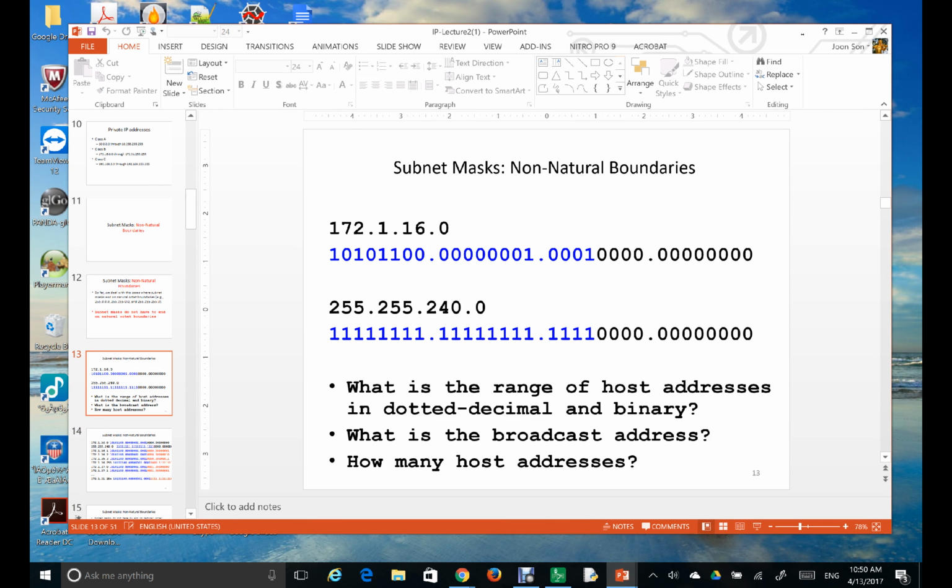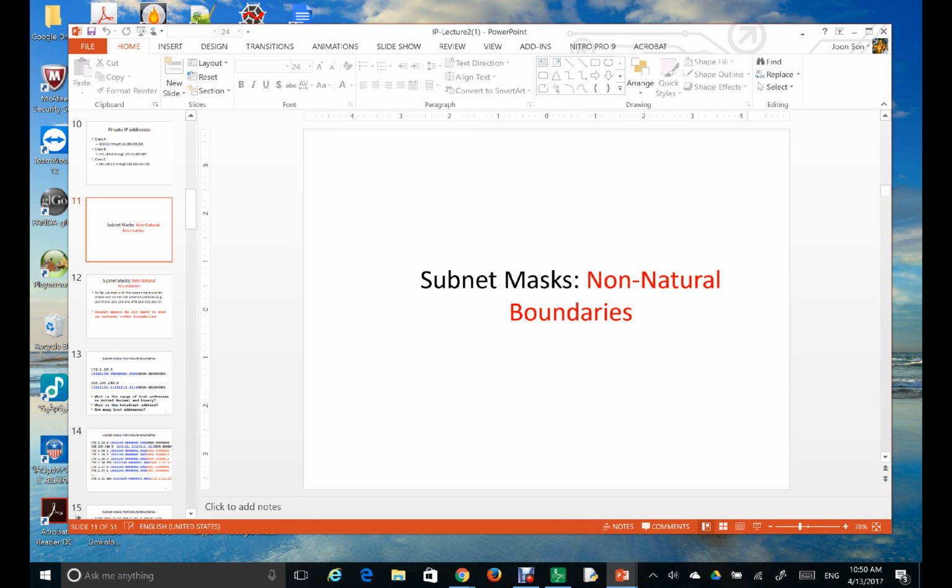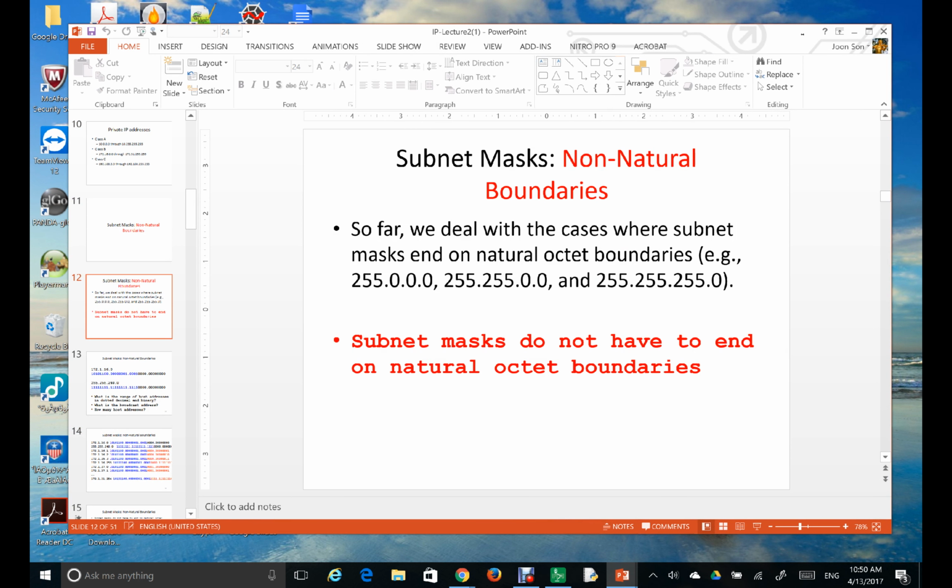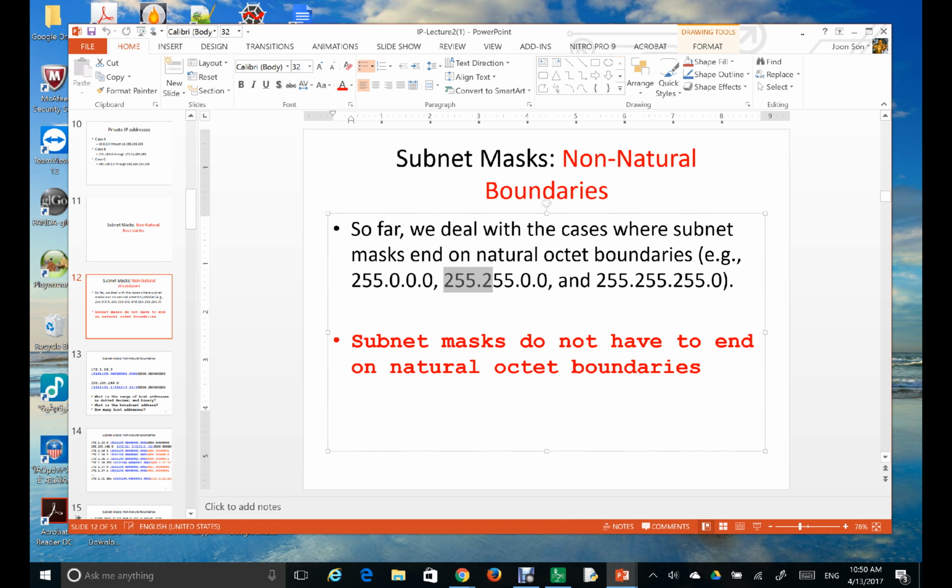So let's talk about non-natural boundary cases. So far, we have dealt with cases where the subnet mask ends on natural octet boundaries, equal to 255: /8, /16, and /24, right? So it's obvious. The subnet mask nicely ends on these natural octet boundaries: 8, 16, 24. But subnet masks do not have to end on natural octet boundaries.